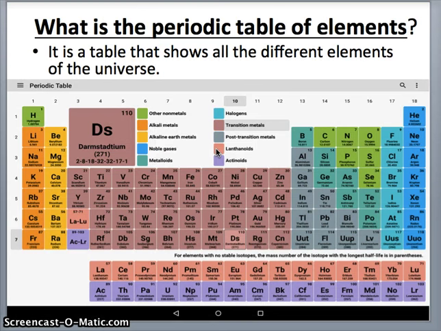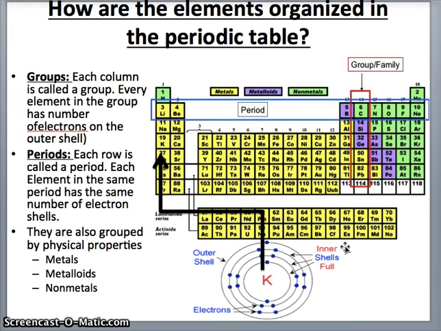The periodic table of elements is a table that shows all the different elements of the universe. There's over 100 different elements that have been discovered currently, and this is a table that shows the different types. Let's look at how the periodic table is organized.